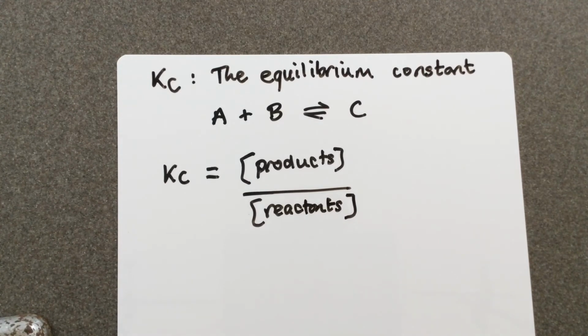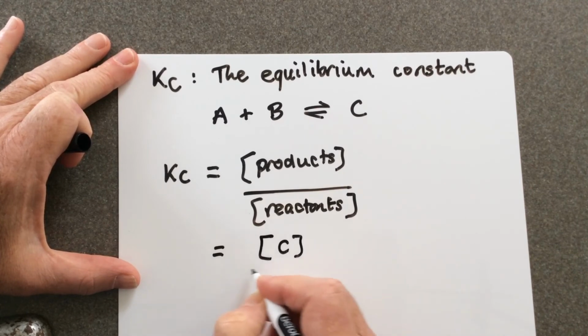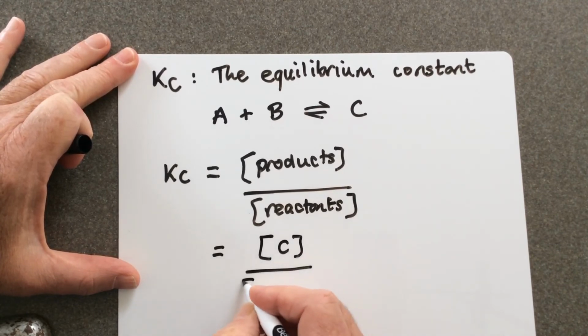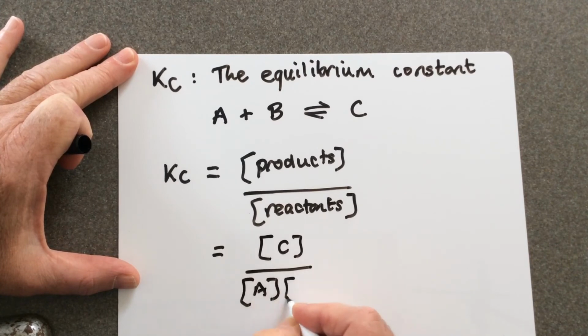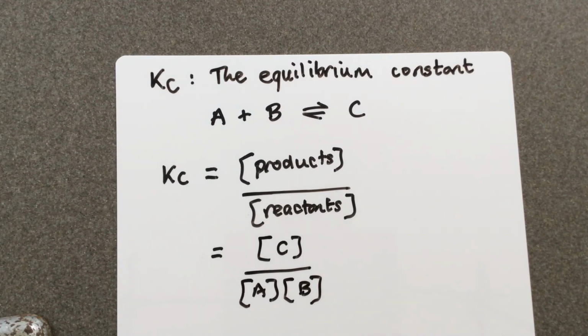The square brackets mean concentration of. So I'm interested in the ratio, the concentration of products divided by the concentration of reactants. So in this case, what I would be writing would be the concentration of the product C divided by the concentration of reactants A and B. If I were to know the concentration of each of those terms, A, B and C, I would be able to generate a numerical value for Kc.